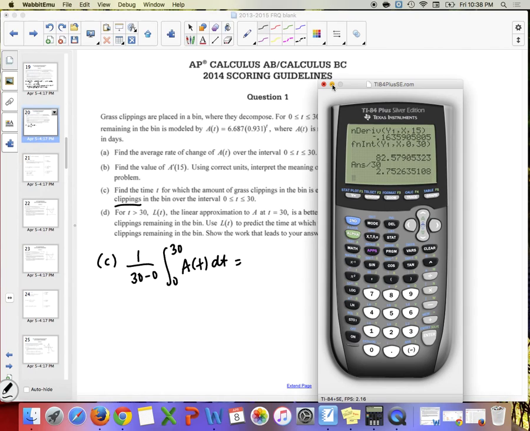What did I do? A of t. I think I did everything right. I have an answer that I got before, and I had 12 point something. So let me make sure I have everything right. I have 6.687.93 t, 31 to the t. I did math 9. I put my vars, y vars function y1. I went from x values 0 to 30. Yep, and then I divided by 30.